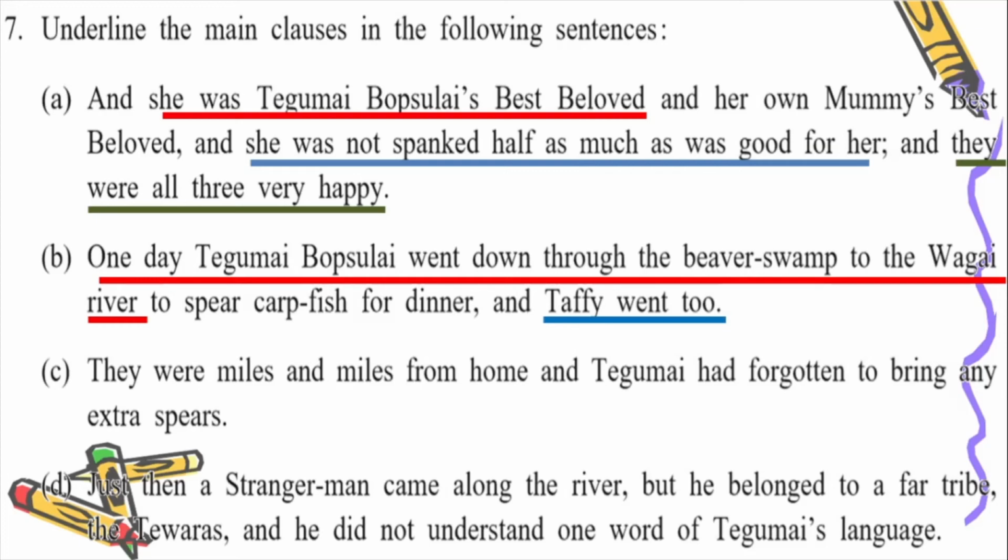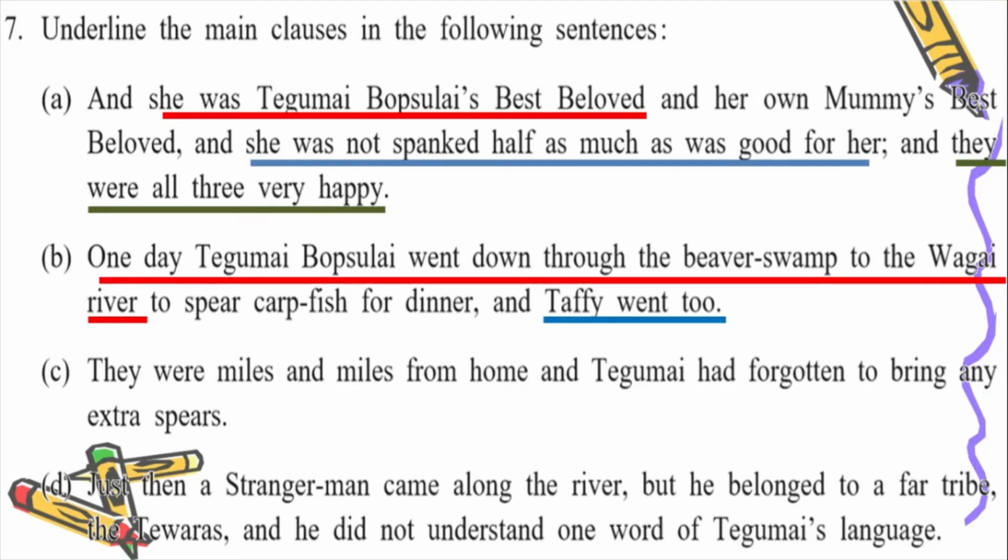Okay, one day Tegumai Bopsulai went down through the beaver swamp to the Vagai river to spear carpfish for dinner. And the second one is Taffy went too. See the next one. They were miles and miles from home, and Tegumai had forgotten to bring any extra spears.